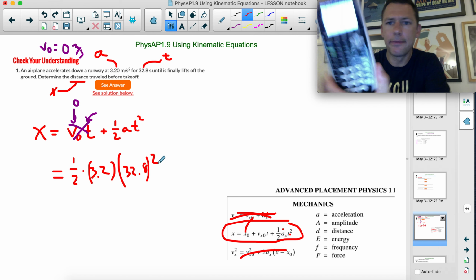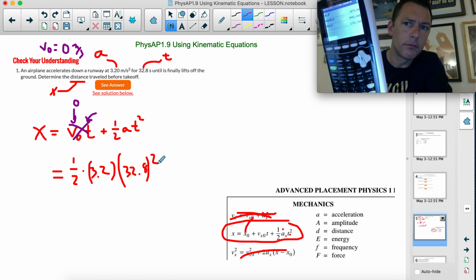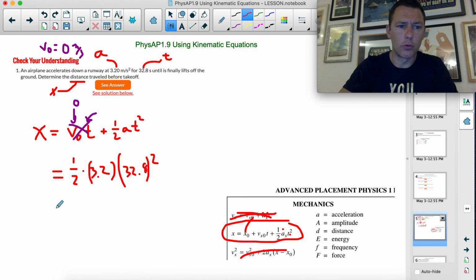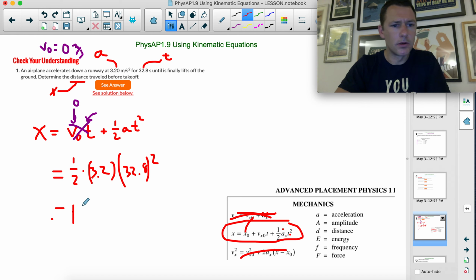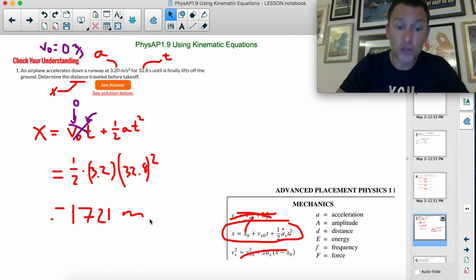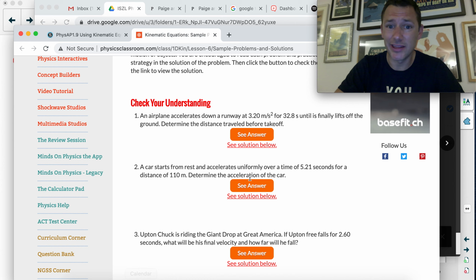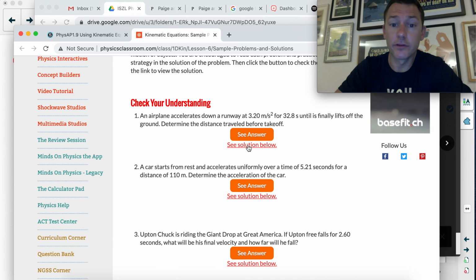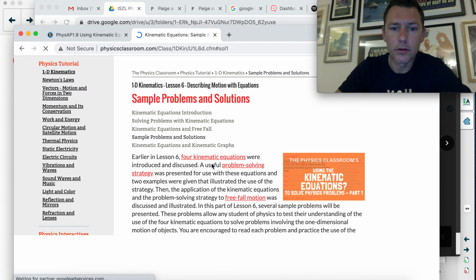I got 1721. We're talking about meters, so let's check it. That's the whole idea, is that you're checking these. See the answer. 1720. Great. We'll talk about significant figures. You can also say, show me the solution, and see what they're doing.